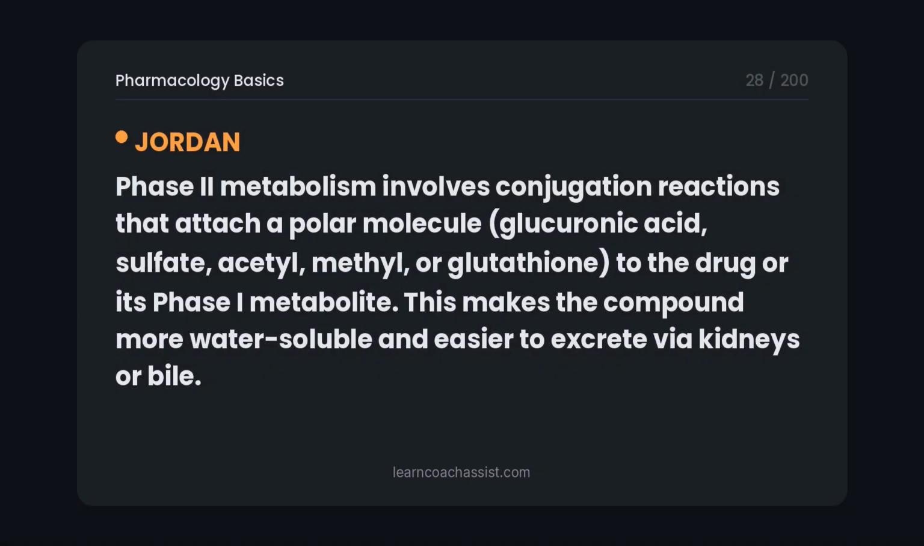What is Phase 2 metabolism? Phase 2 metabolism involves conjugation reactions that attach a polar molecule, glucuronic acid, sulfate, acetyl, methyl, or glutathione, to the drug or its phase 1 metabolite. This makes the compound more water-soluble and easier to excrete via kidneys or bile.